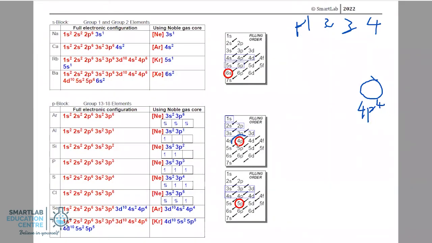So let us see how that helps us by now deploying the staircase. If we know it's 4p4, I'll circle that. So the electronic configuration of selenium would actually be 1s2, 2s2, 2p6, 3s2, 3p6. And because the 3d will be occupied as well, it's 3d10, 4s2, 4p4. That's how you determine it.